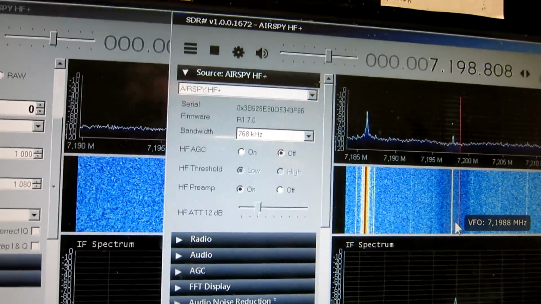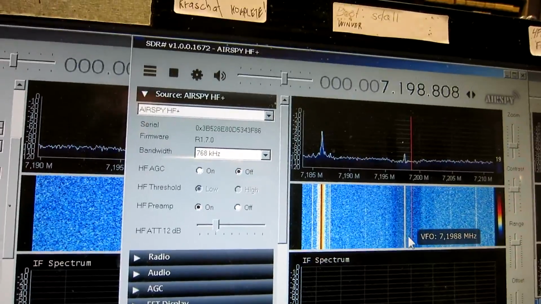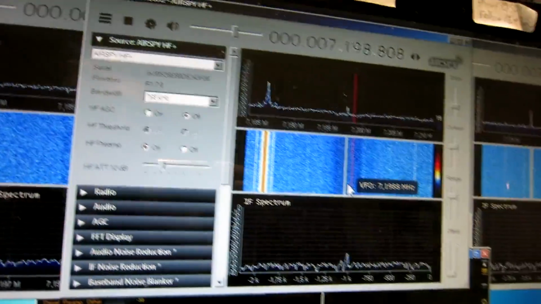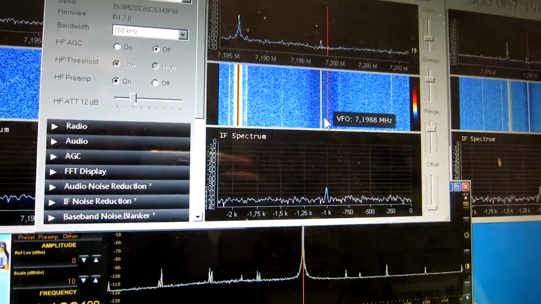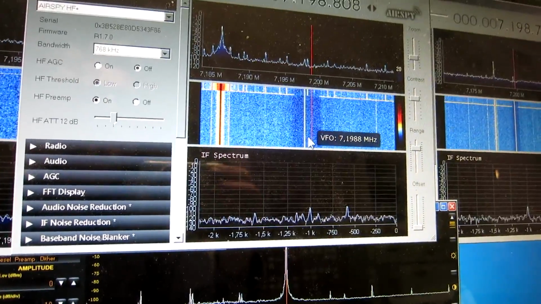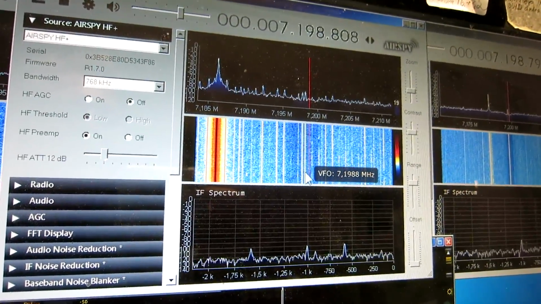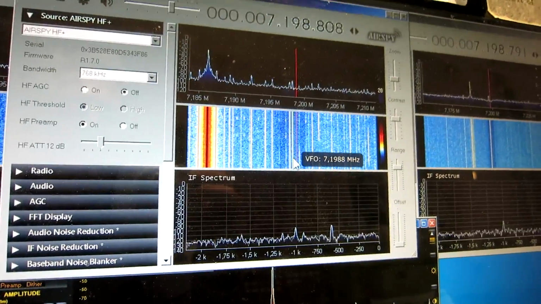The 1.7.0 firmware with the 1672 SDR sharp looks like this at minus 11, and I give it minus 10 dBm, and some things go very wrong. I get overtones from that 1.6 megahertz.